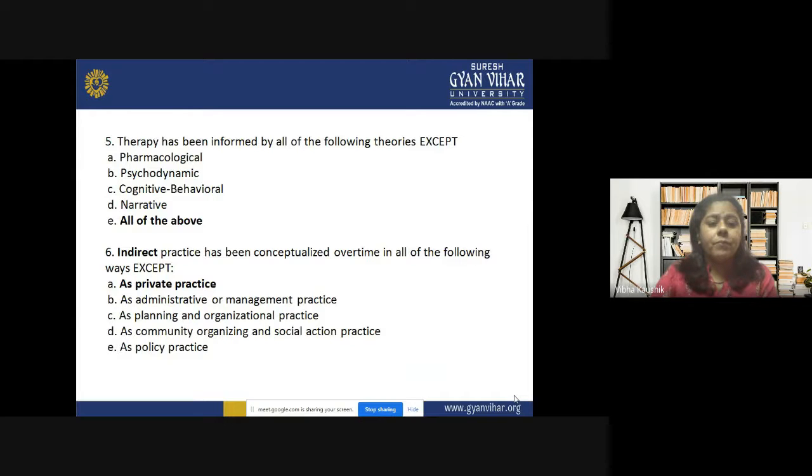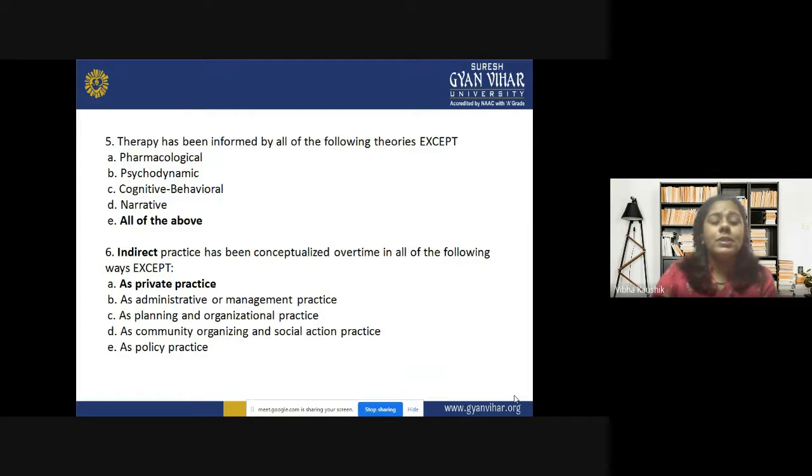Now the sixth one, indirect practice has been conceptualized over time in all of the following ways except. Options are A, private practice, B, administrative or management practice, C, planning and organizational practice, D, community organizing and social action practice, or E, policy practice.